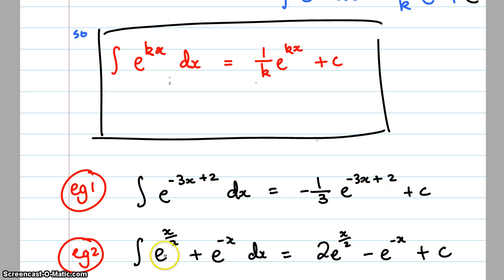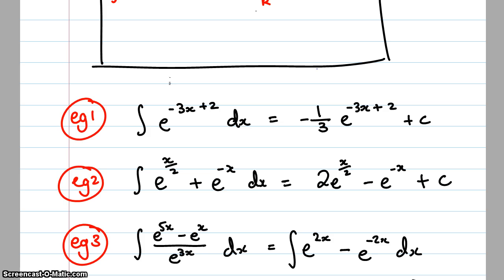If I've got this one here, I've got two different functions added together. I do them separately, so I get the diff of this one here, which is a half, and so 1 divided by a half ends up being 2. And then the diff of this one here is negative 1, so I actually get minus e to the minus x plus c.